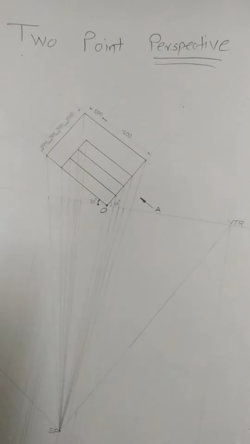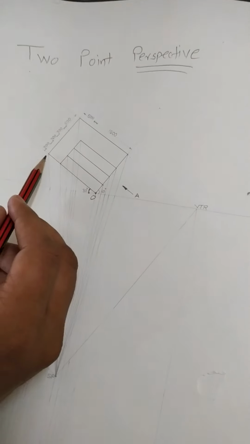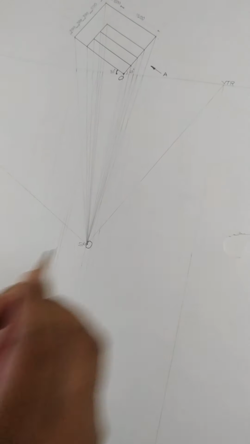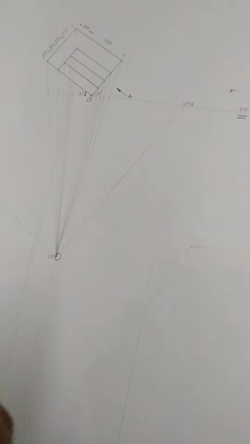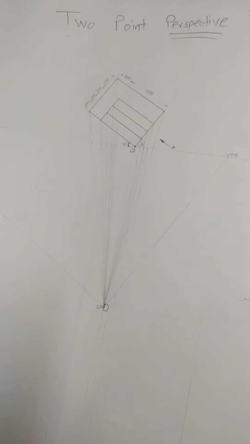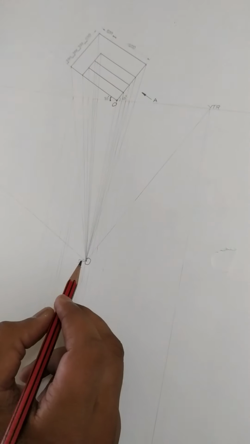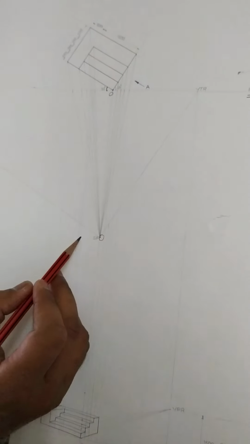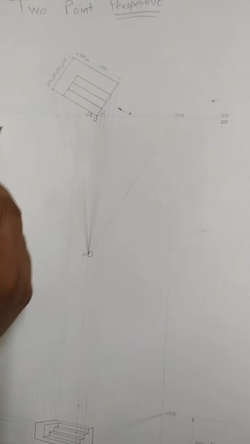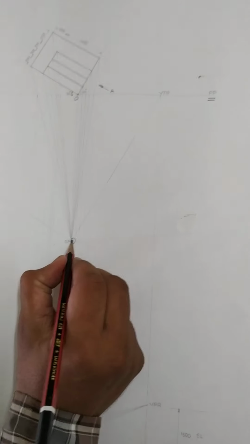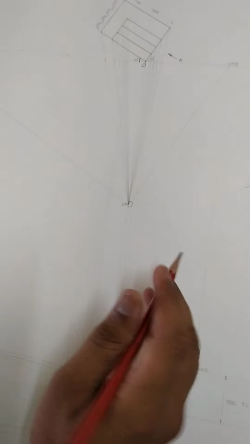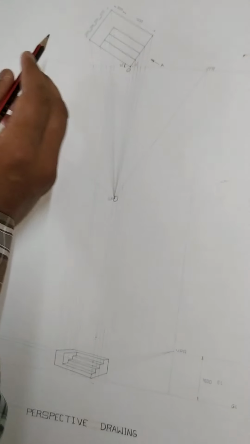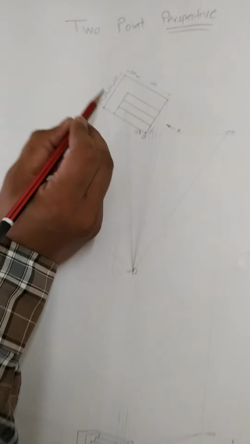Okay, then you have to mark the position of the station point. This is nothing but the station point. This position is also given in the perspective drawing question. The question will also indicate that the station point is located at some distance below the picture plane. Okay, so the station point is located as per the details given in the question. So in this particular drawing, the station point is located here.